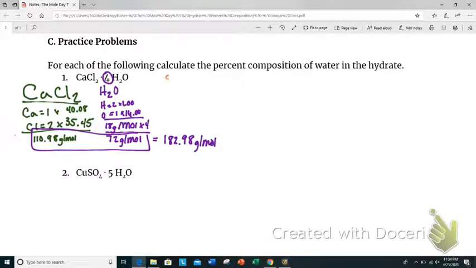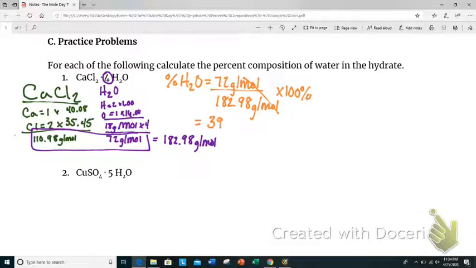So then percent water is again how much water you have out of the whole. So we have 72 grams per mole for that 182.98. And you're going to multiply by 100, and these are going to cancel. So your percentage should have been approximately 39.35% H2O for your final answer for practice problem 1.